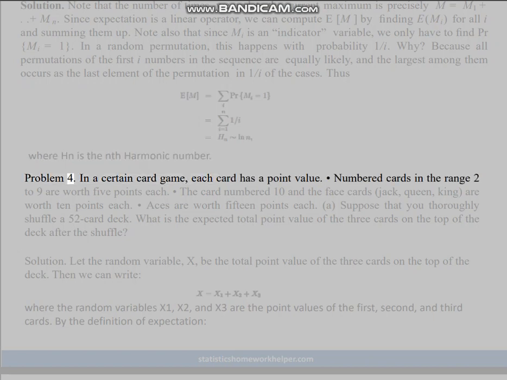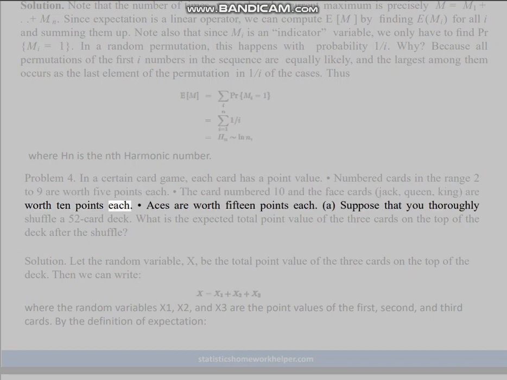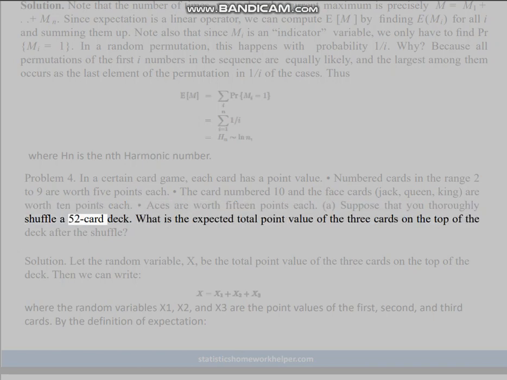Problem 4. In a certain card game, each card has a point value. Numbered cards in the range 2 to 9 are worth 5 points each. The card numbered 10 and the face cards, Jack, Queen, King, are worth 10 points each. Aces are worth 15 points each. Suppose that you thoroughly shuffle a 52 card deck. What is the expected total point value of the 3 cards on the top of the deck after the shuffle?